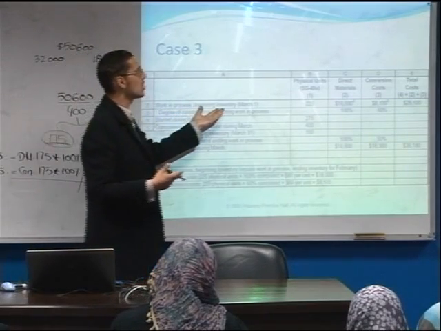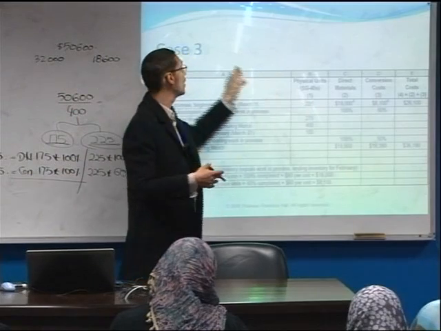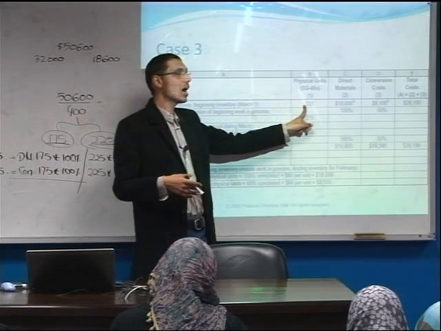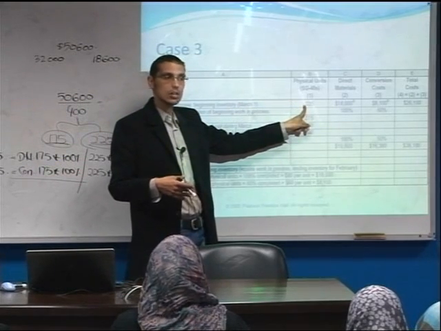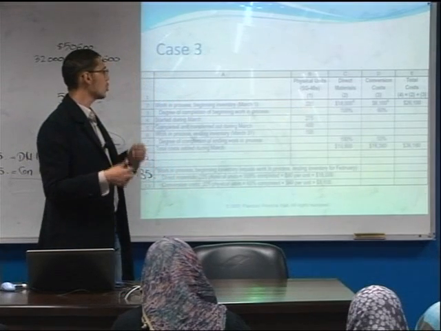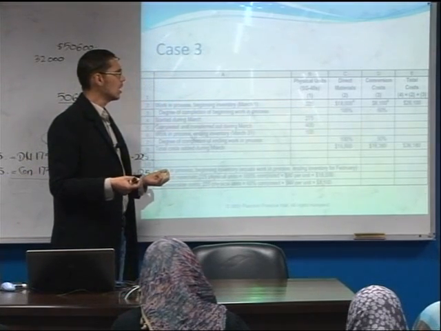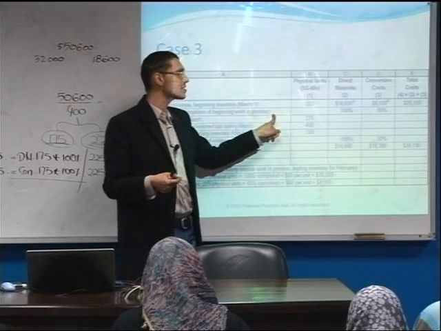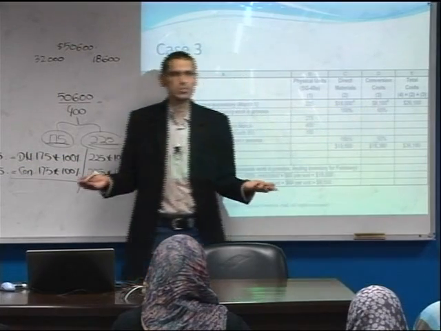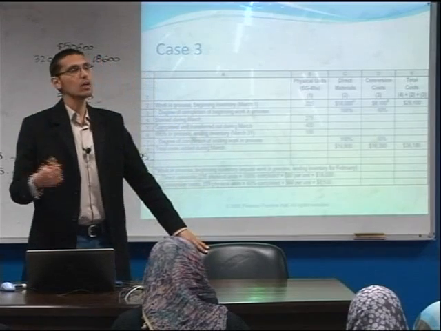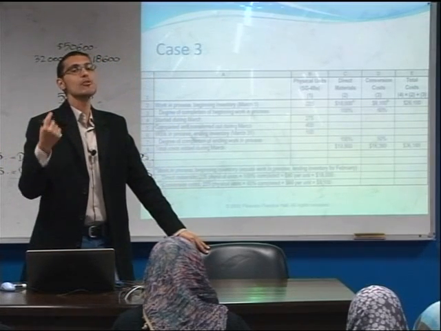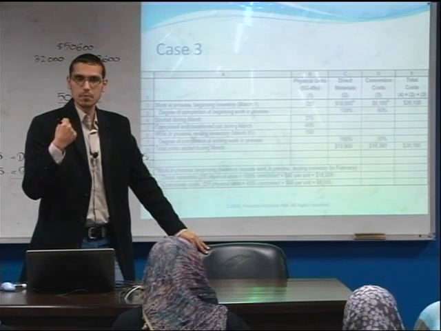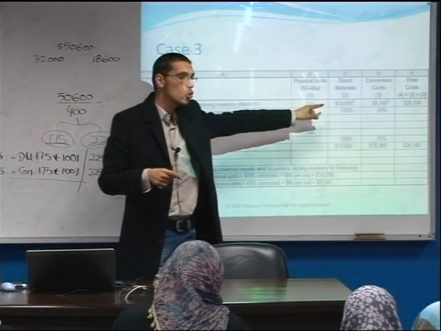This is the summarization, or this is the data according to case number 3. We will have a work in process beginning inventory of 225 units. And of course, according to our example, they said that the degree of completion of the beginning work in process is 100% and 60%. From where did we get this? From case number 2, from the information that was gathered in the month of February. Therefore, this information is not new information.